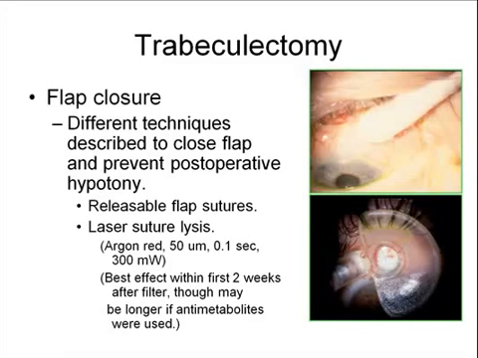After you've done your trabeculectomy flap, you have to close it. There are different techniques described to close the flap to prevent postoperative hypotony. One can use releasable flap sutures, which we will learn to do in the wet lab. Otherwise, what's commonly done is you just place 10-0 nylon sutures, and if they need to be cut later on, you can lyse them at the argon laser using a Hoskins suture lysis lens, as shown in the image below.